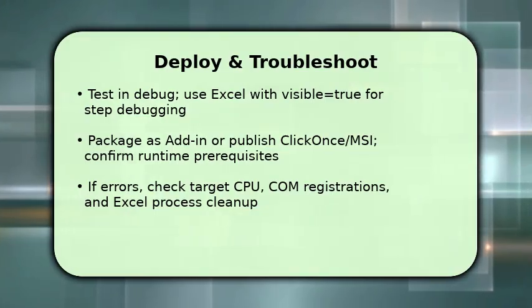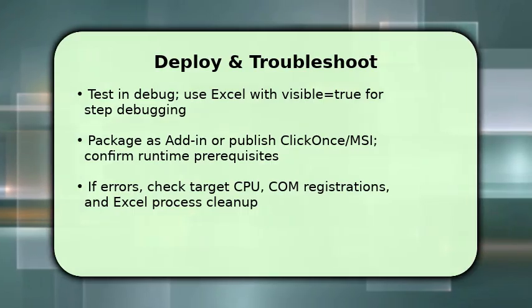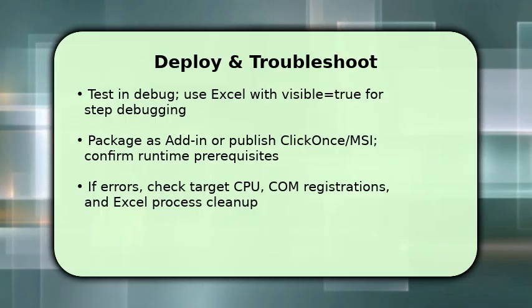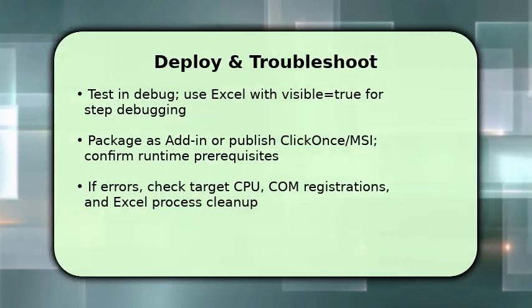Start debugging with Excel Visible equals true to watch behavior, then publish as a VSTO add-in or deploy your automation app. Include required runtime and registry entries if needed. Once deployed, validate on target machines with the same Office bitness.